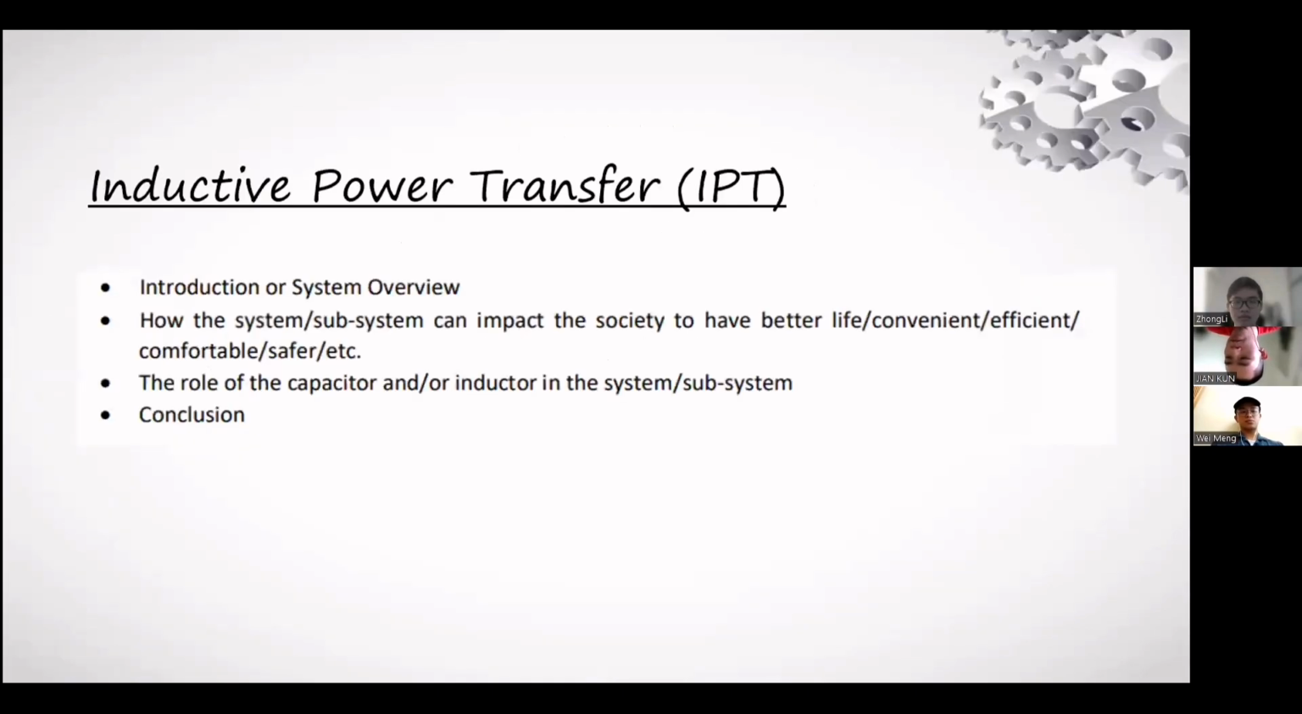Next, these few points will be presented in this assignment: the introduction or system overview, how the system or subsystem can impact society to have a better life, more convenient, efficient, comfortable, safer, and so on, the role of capacitor and inductor in the system or subsystem, and lastly, the conclusion. We will go through this project theoretically for the most part and elaborate clearly in oral form, showing the significant points in our slide. Next.